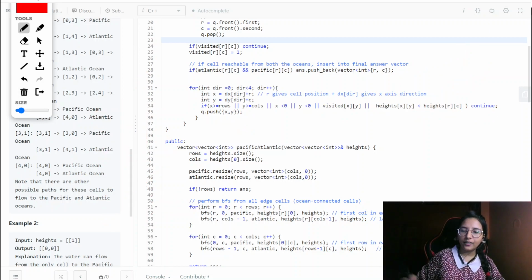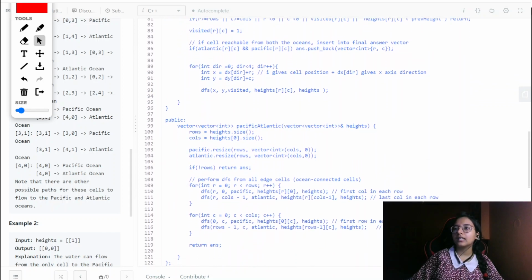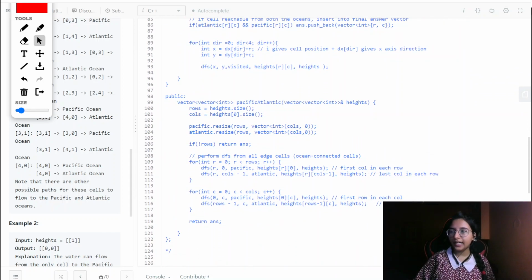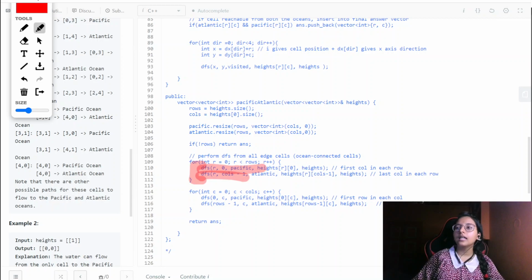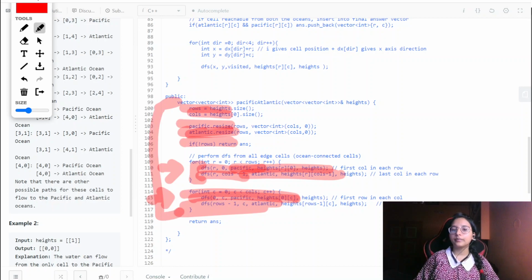Now on a similar line we can do our DFS solution as well. For the DFS solution everything would be the same. The only thing we will be changing is the way of calling our DFS function. You can see that in our BFS also we were passing things like this; here it was written as BFS, and all the parameters were the same, for the row and for the column. The resizing and checking whether the row exists or not is also the same.